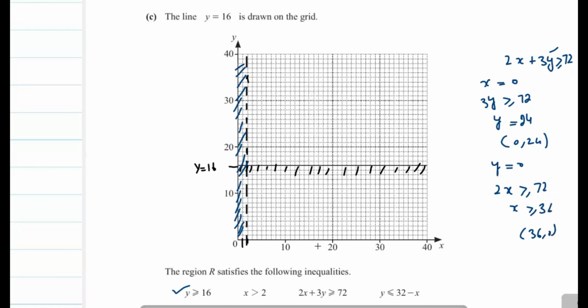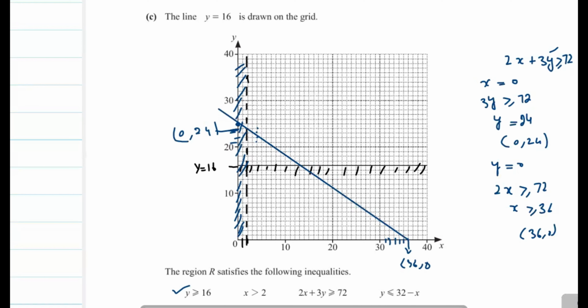Now we mark the point (0, 24). x is 0 and y is 24. Counting up, this point is 24. And this is (0, 24). And next is (36, 0). You can mark it by counting 1, 2, 3, 4, 5, 6. This is 36, the point (36, 0). Now we draw a line by joining these 2 points, and this is the line.